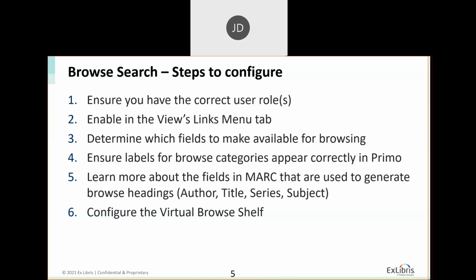So it's ensuring the labels for browse categories appear correctly in Primo. There's a link in the PowerPoint about learning more about the MARC fields that are used to generate browse headings. So knowing exactly which MARC tags are being used.